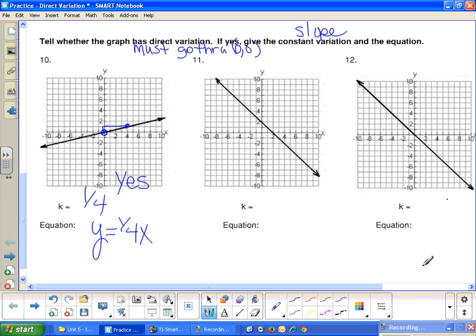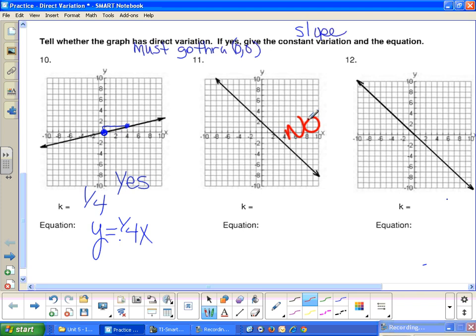So if it goes to the origin, it's direct variation, and the slope is the constant of variation, what it's changing by. Direct variation means you start at 0 and you change by the same amount each time. So on number 11, is that a direct variation? No.